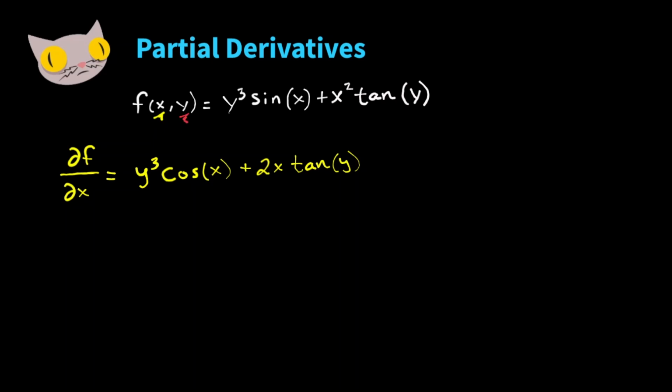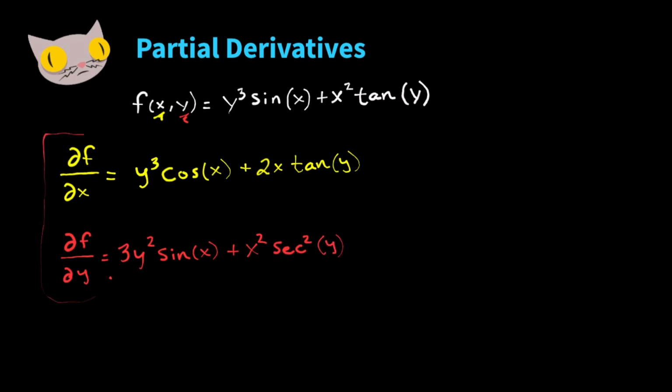Now let's find the partial derivative with respect to y. So that's going to give us, let's see, the derivative of y cubed, that's 3y squared, times sine x, plus x squared times the derivative of tangent of y, that's going to give us secant squared of y. Those are our two answers.